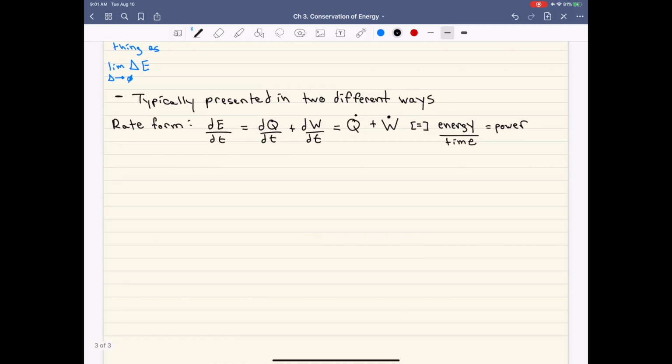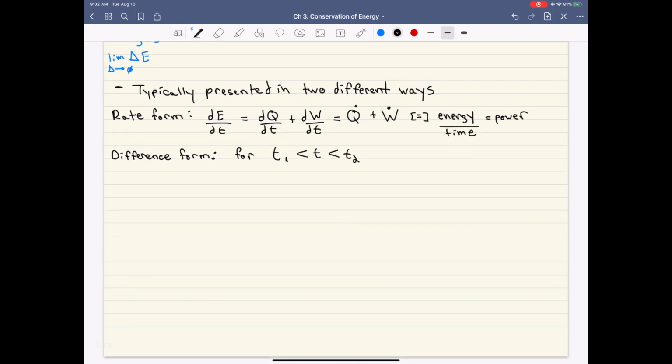The other form of the first law that we could use for a closed system is known as the difference form. Here, rather than having a differential equation, we're going to consider the change in the energy between two specific time points, between some time 1 and time 2. For the difference form, we take our differential in energy and integrate it from the energy at that initial time point to the energy at that later time point, t2. As a result, we end up with just a delta E.